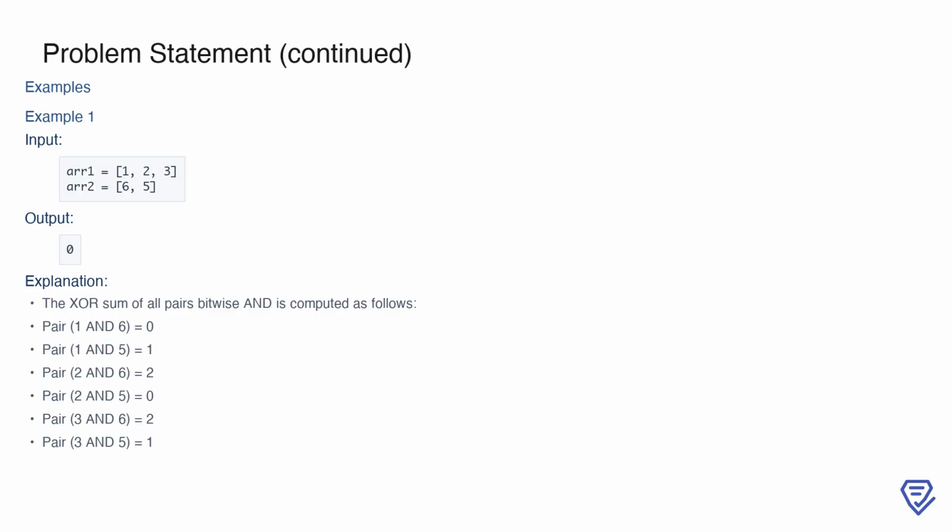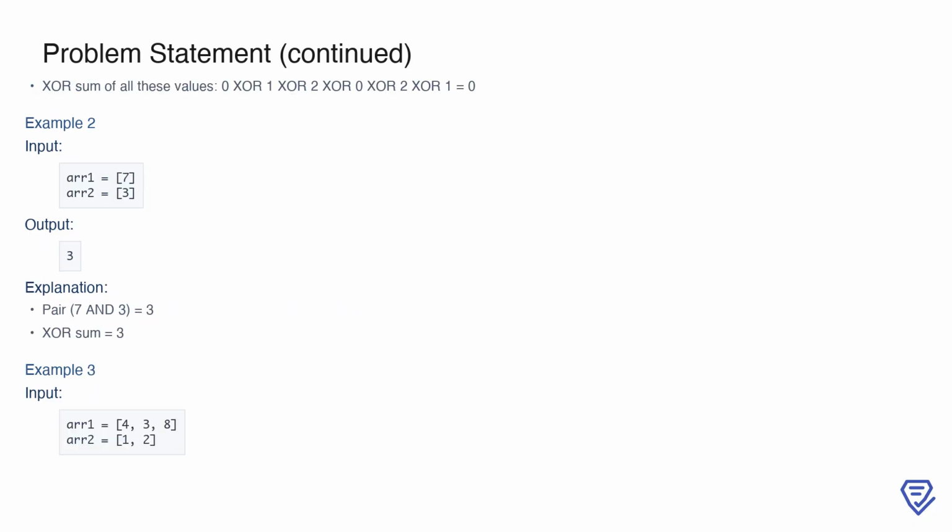For now, we have a list of results 0, 1, 2, 0, 2, and 1, obtained from all possible pairs. The next step is to compute the XOR sum of all these values. When we apply the XOR operation sequentially to the list of results, we get 0 XOR 1 XOR 2 XOR 0 XOR 2 XOR 1. Performing these operations step by step, the final value comes out to be 0, which is the answer for this example.